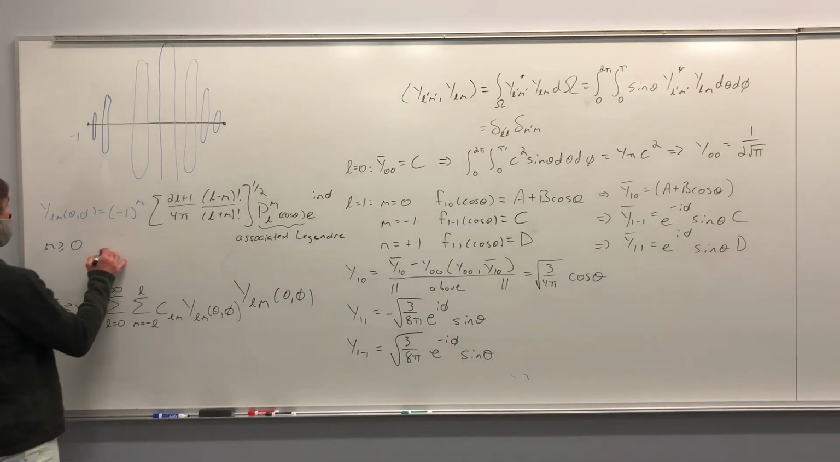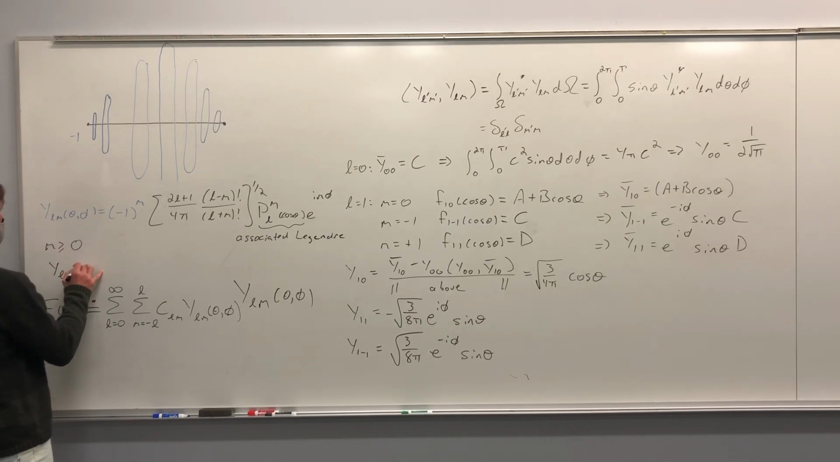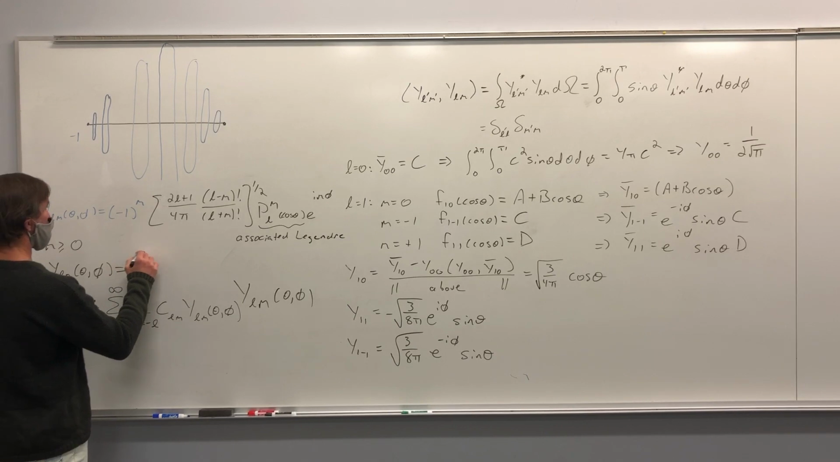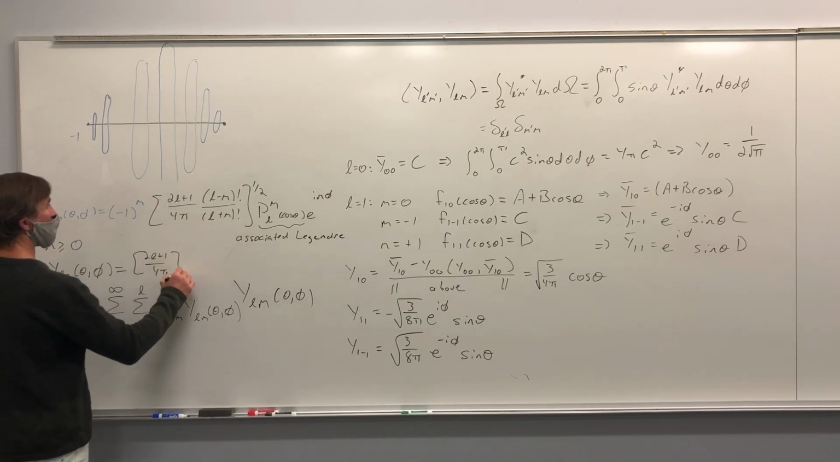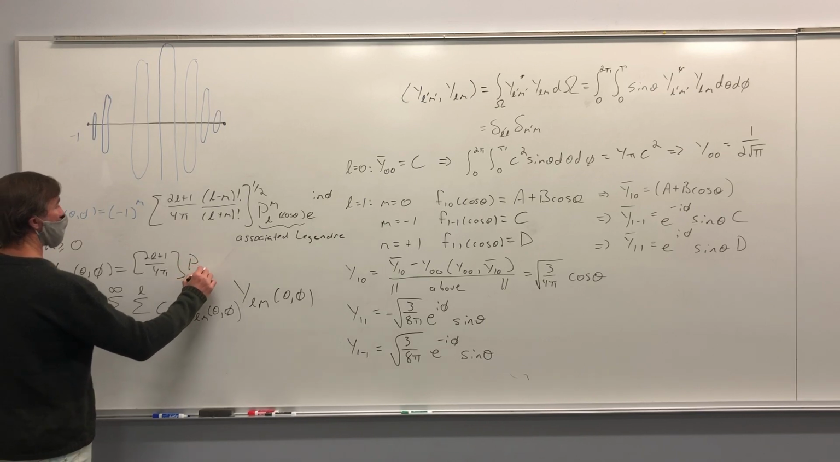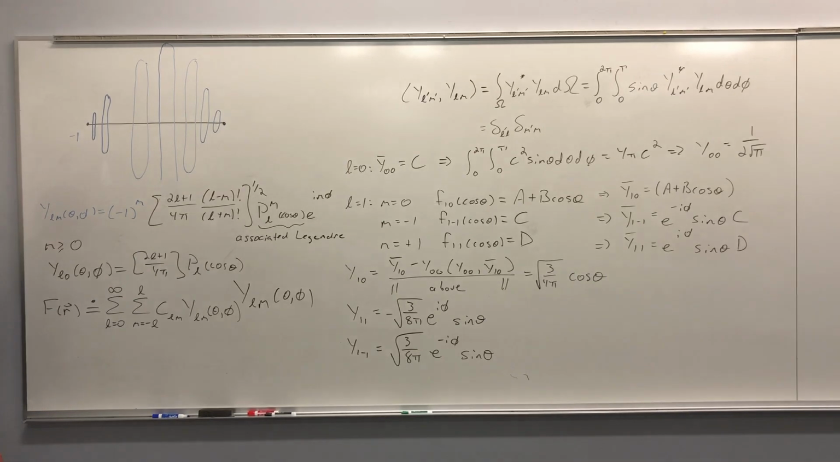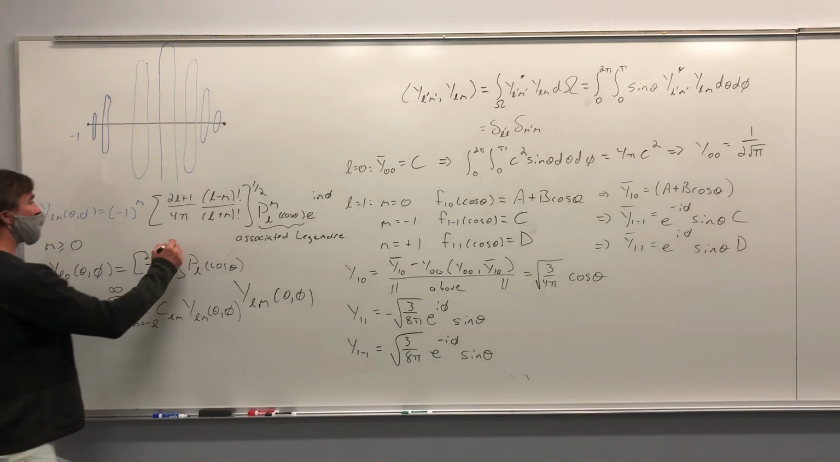In fact, if I take m equals to 0, oh wow, the square root of (2L plus 1) over 4 pi, times P_L of cosine theta. Sorry, say that again? The square root, you forgot the square root. Oh yeah, sorry, square root.